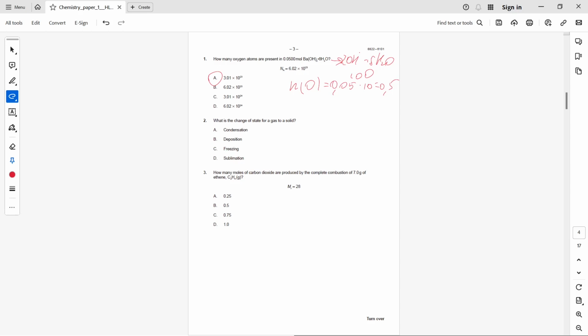Next one, what is the change of state? This is B. Condensation is changing from gas to liquid, freezing is from liquid to solid, and sublimation is from solid to gas. So answer B.